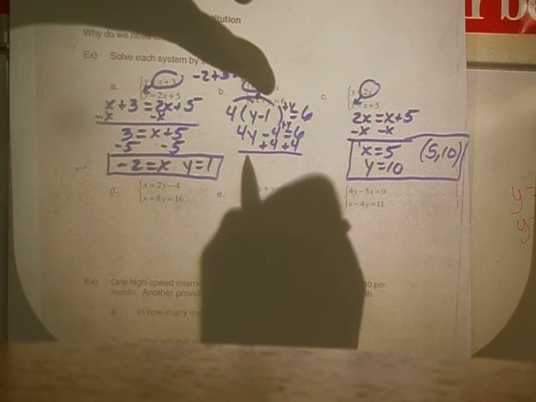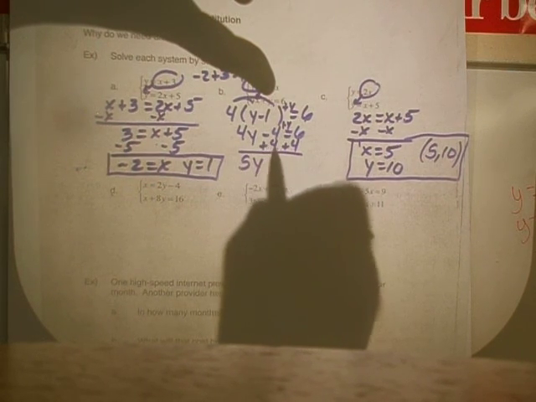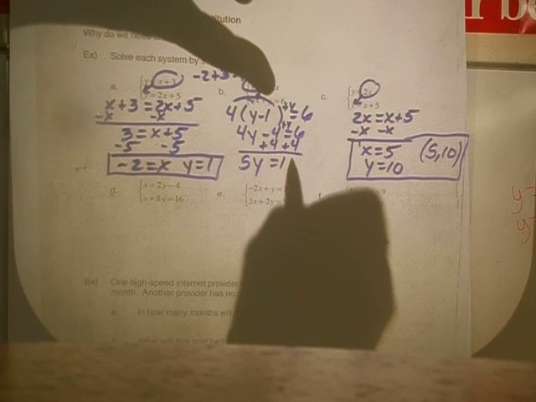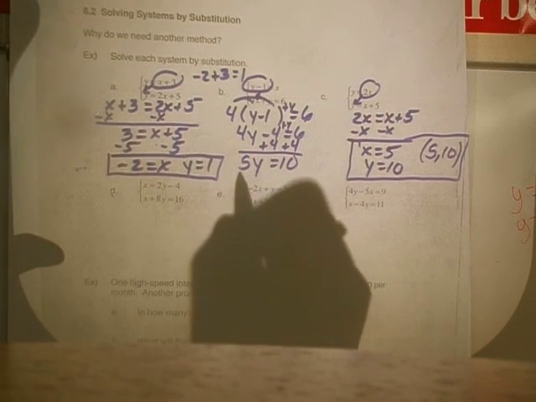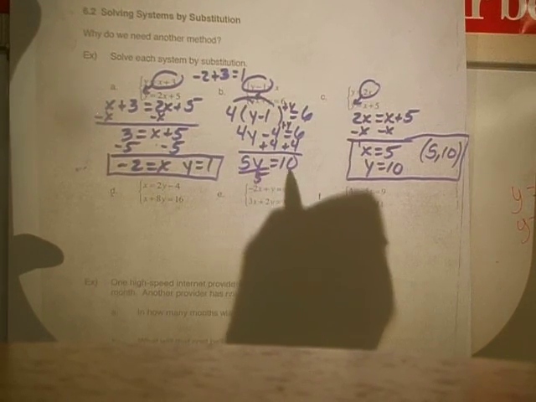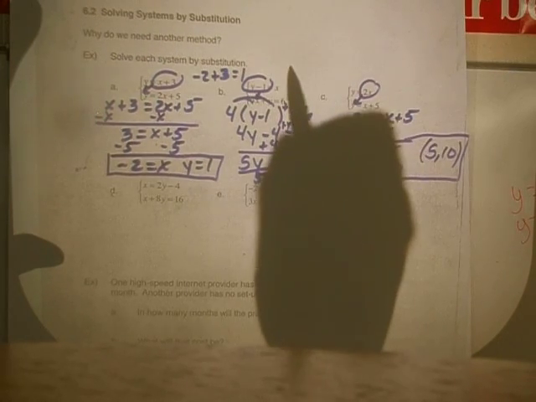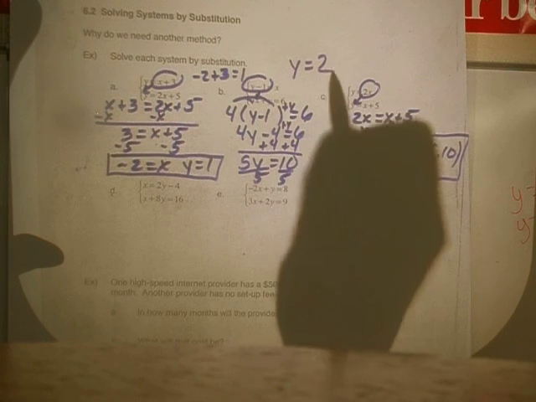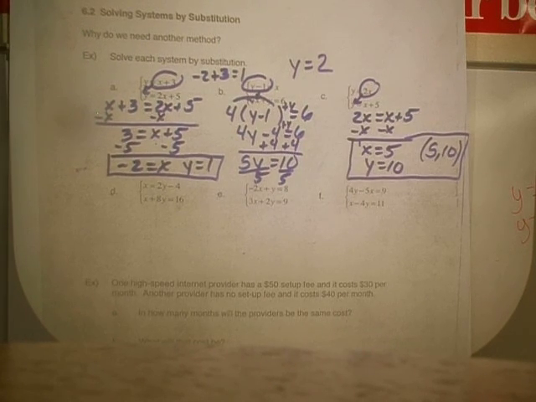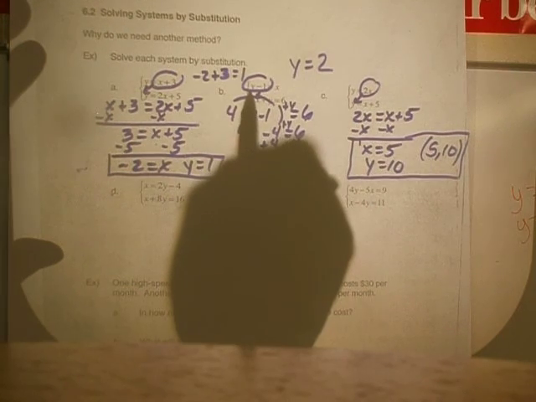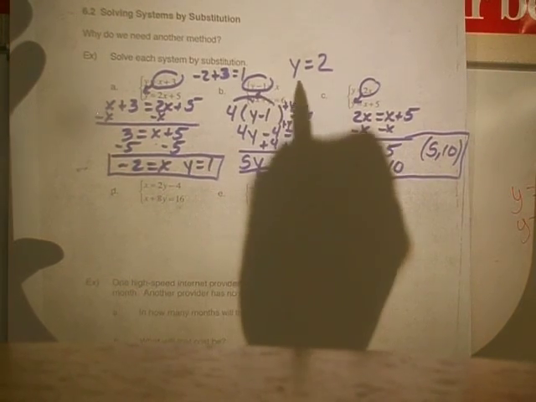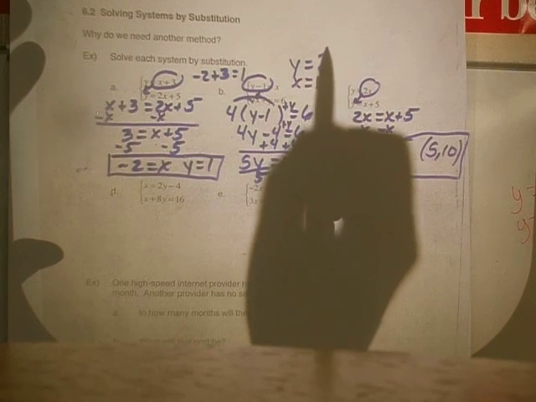4y plus y is 5y. When we add 4 to both sides, we will have 10. So you end up with 5y equals 10. And when you divide both sides by 5, your y equals 2. And now we need to put that back into either one of those equations. I'm going to pick that top one, putting that for the y. 2 minus 1 is 1. So our x equals 1.